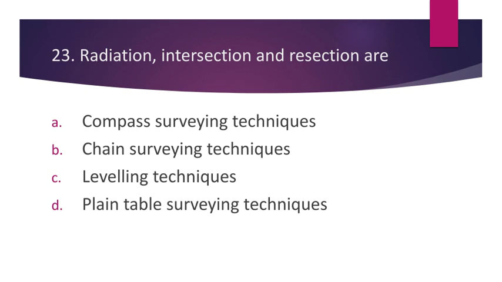Question number 23. Radiation, intersection and resection are: options A compass surveying techniques, B chain surveying techniques, C leveling techniques, D plane table surveying techniques. Radiation, intersection and resection are plane table surveying techniques. Option D is the correct answer.